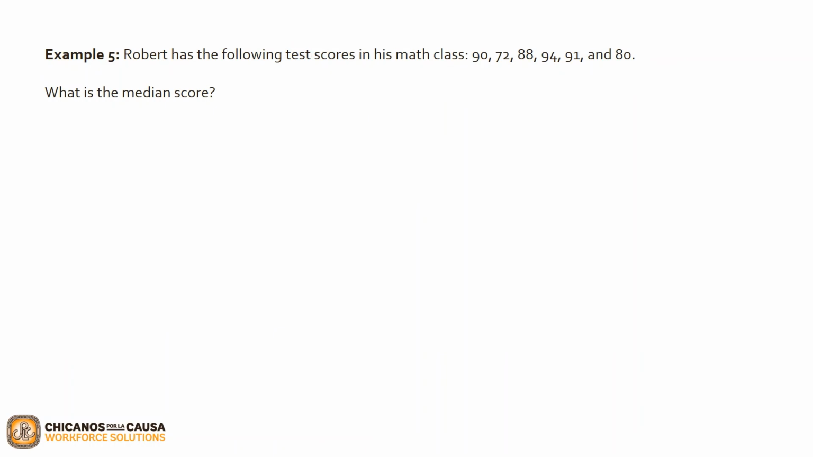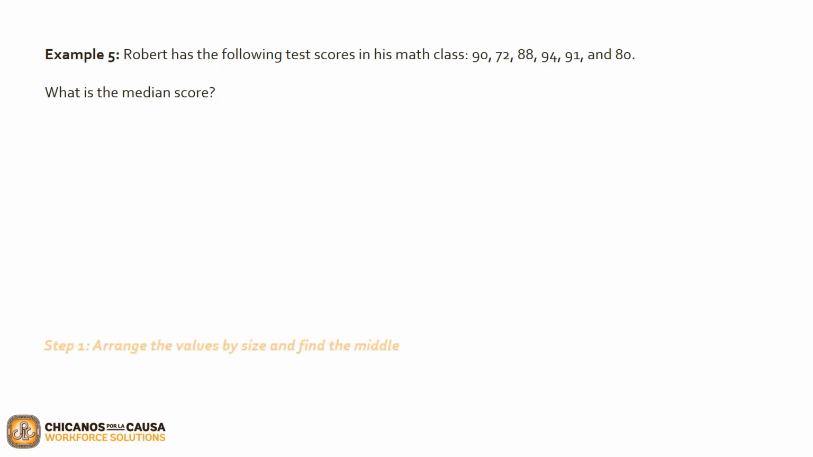That previous example was fairly simple because there was an odd number of data points. But what happens when you have an even amount of data points? Let's take a look at this. Example 5. Robert has the following test scores in his math class: 90, 72, 88, 94, 91, and 80. What is the median score?